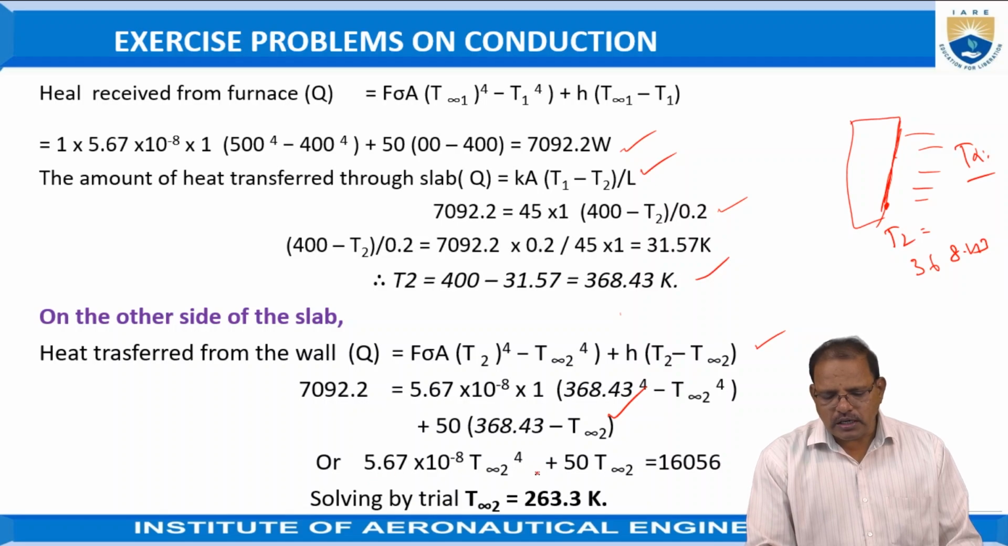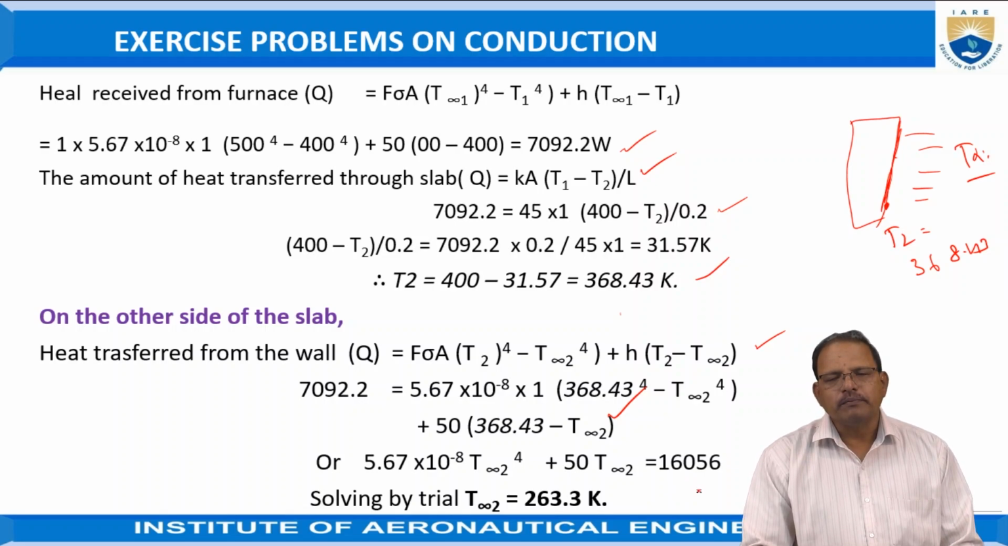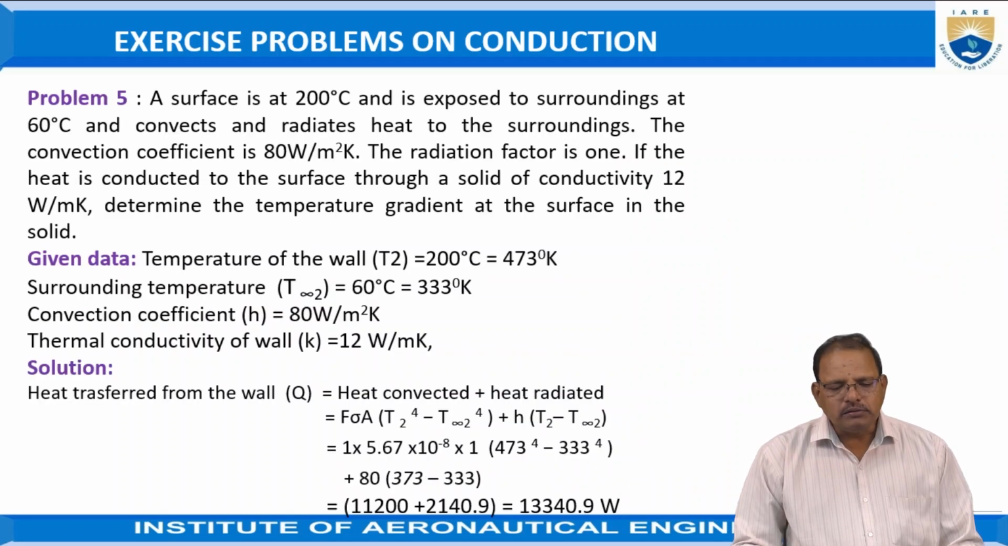From this relationship we got 5.67 to the power of minus 8 T alpha 2 to the power of 4 plus 50 T alpha 2 is equal to 16,056 now. By solving these problems by trial method, we got T alpha 2 is equal to 263.3 degree Kelvin. This is our answer.